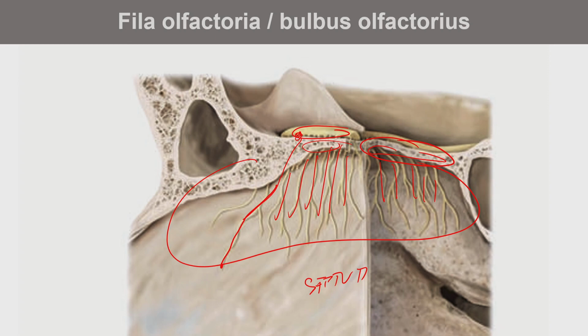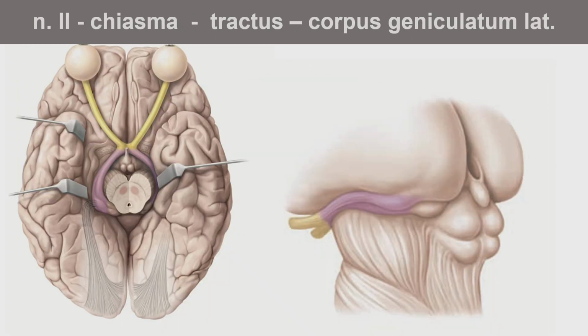What's interesting, the olfactory nerve is the only one which is not relayed in the thalamus. The thalamus is a gate to the mind. For all other information, we have a relay neuron localized in the thalamus, but only olfaction is not relayed there. The second nerve is the optic nerve.